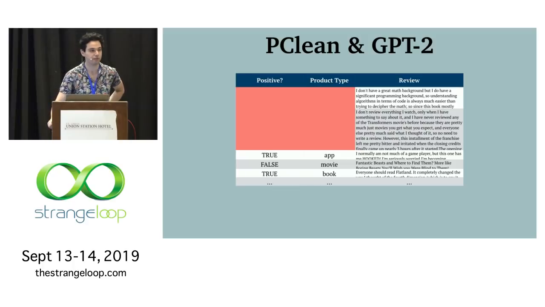So here's a data set of reviews. It has 3 columns: whether a review is positive, what the product type being reviewed is, and the actual text of a review. And these are actual Amazon reviews. And you can see some of the cells are missing.